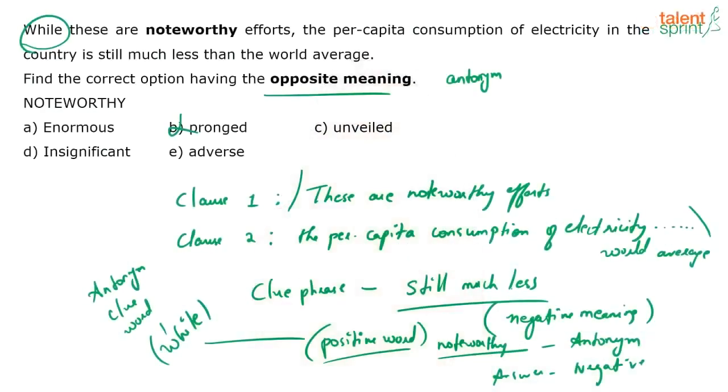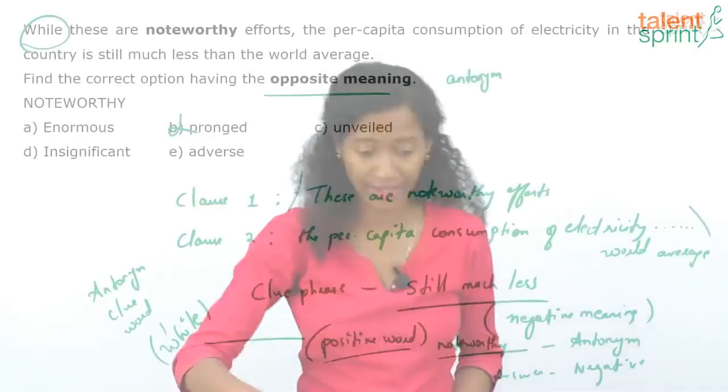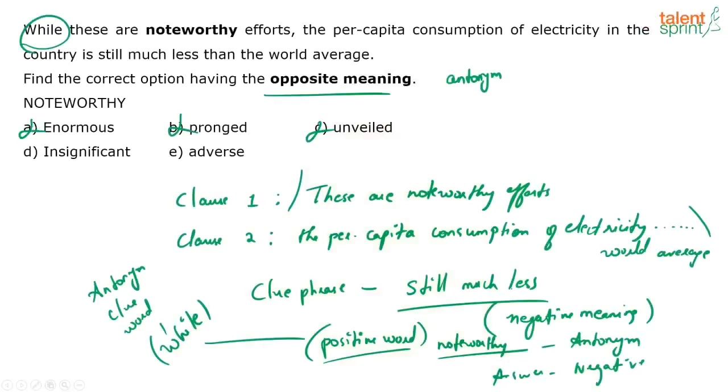So an unveiled. To unveil something means what? To reveal. Unrelated word again. So which means I have to choose between D and E. Insignificant and adverse. Yes, Reshmi. So between insignificant and adverse, another clue obviously is the efforts itself, right? We're saying these are noteworthy efforts. So what can be the meaning of noteworthy?